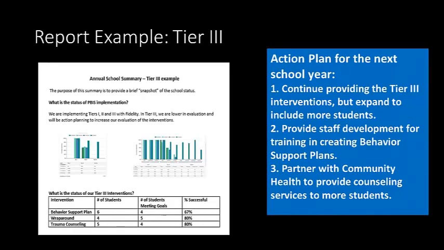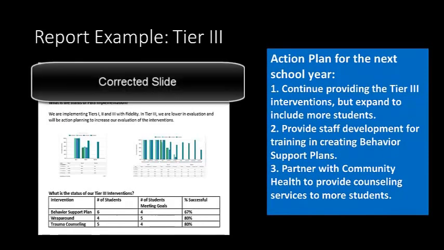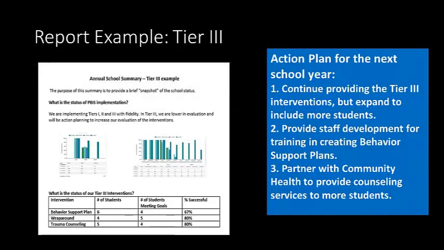So here's an example of, it's the wrong example here. I'm sorry, for Tier 3, the one that I did have in there, I cut and pasted the wrong one on there.